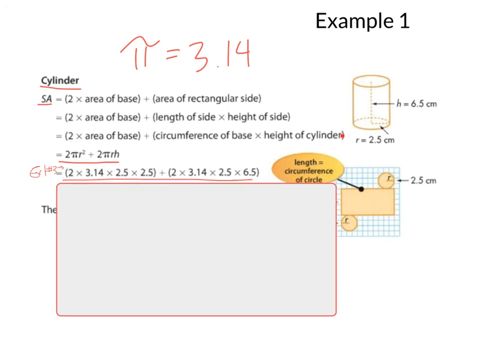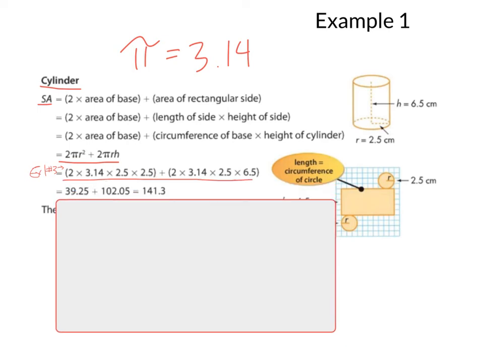So right alongside this, in example 1, number 3, go ahead and fill these numbers in. So we have 2 times 3.14, which is pi, and the radius is right here, 2.5, and it's squared, so we multiply it twice. Plus 2 times pi, 3.14, times the radius, 2.5, times 6.5, which is the height. Now this seems really confusing, but all we're doing is taking these letters and putting in the correct numbers, and if we multiply them on our calculator, then we'll get the right answer.